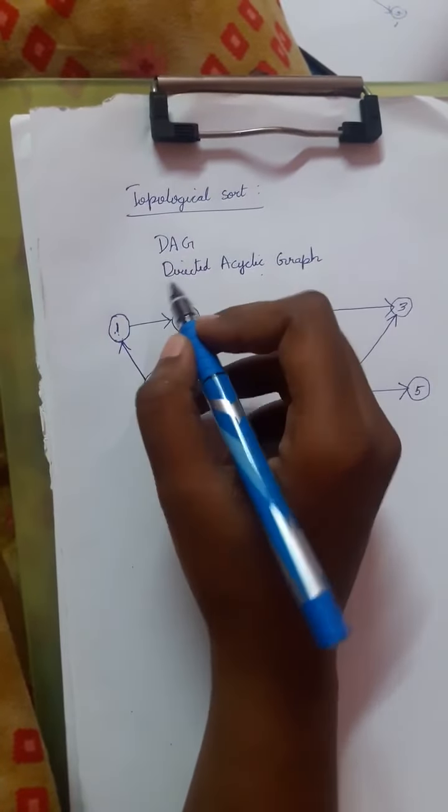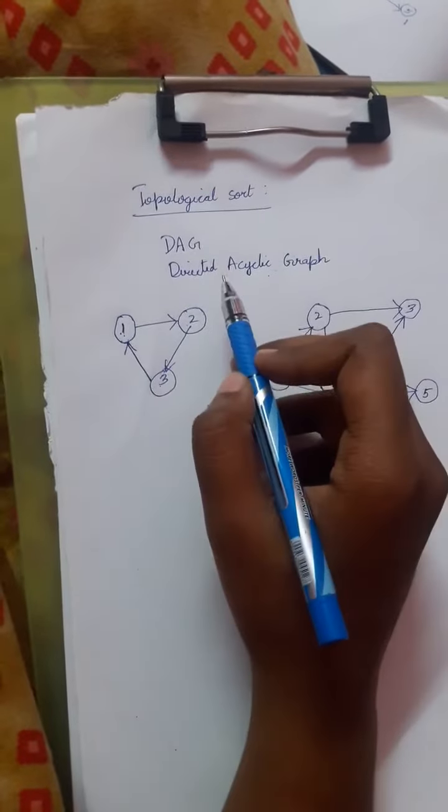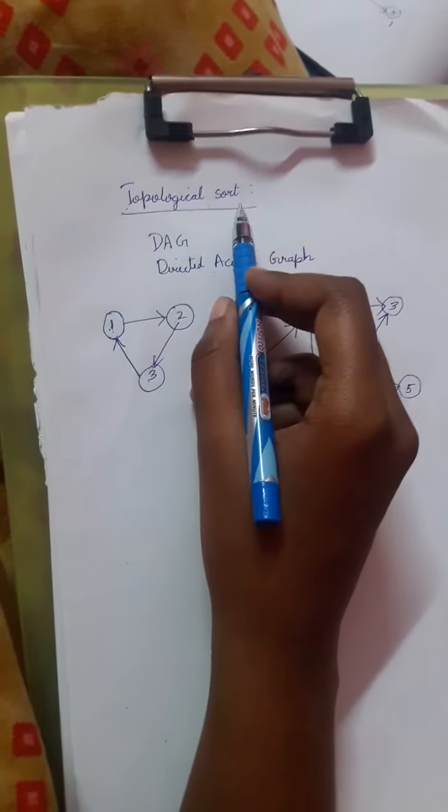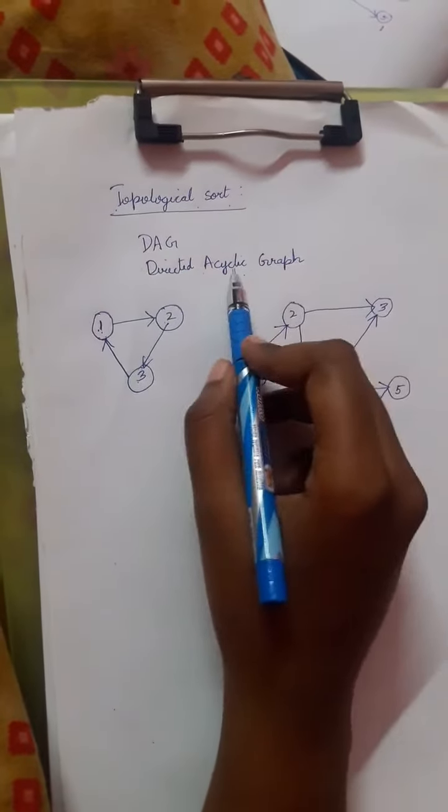But in topological sort, the graph should be acyclic. It should not have a cycle. Then only can we find the topological sort. So we need to follow a directed acyclic graph.